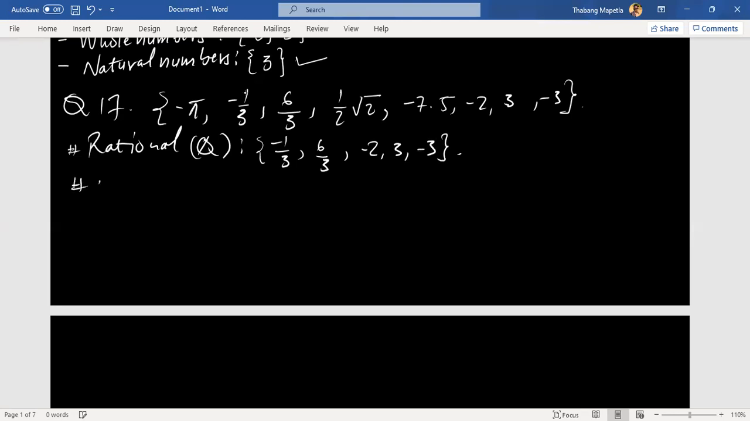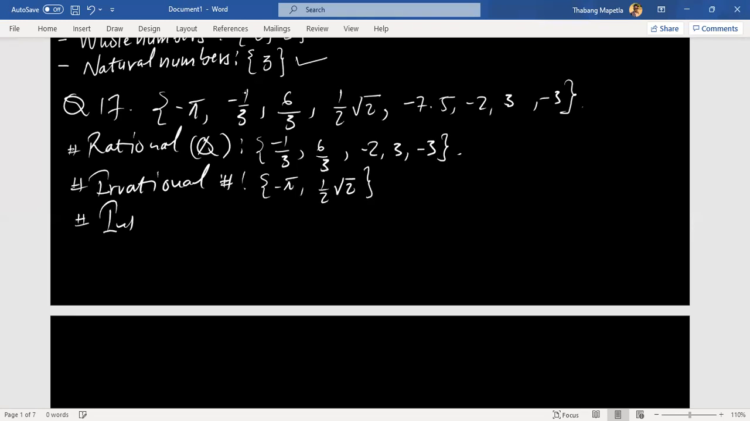And then irrational numbers, we have pi, -pi, half root 2, and then we end there. They are the numbers which cannot be written in fraction form.